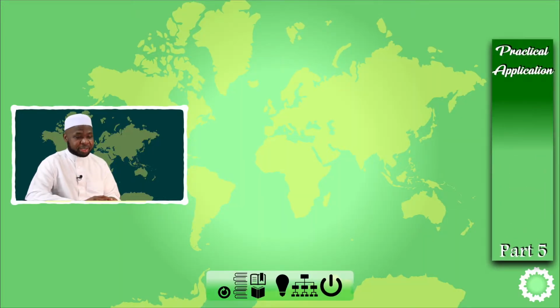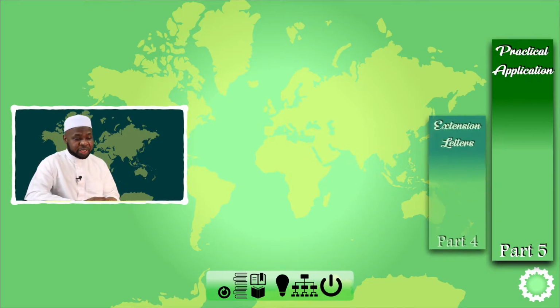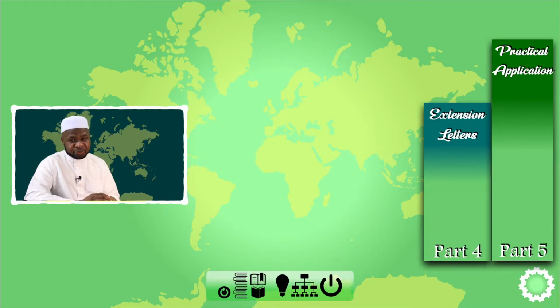Now we are here at Part 5, the final part of the Arabic alphabet, which is the practical application that will accommodate and consist of everything we have taken so far. What I would like to suggest is, if you have not been following with us from the beginning until this particular point, you may skip this episode and go back to the previous episode, which is the extension letters, that is Part 4.